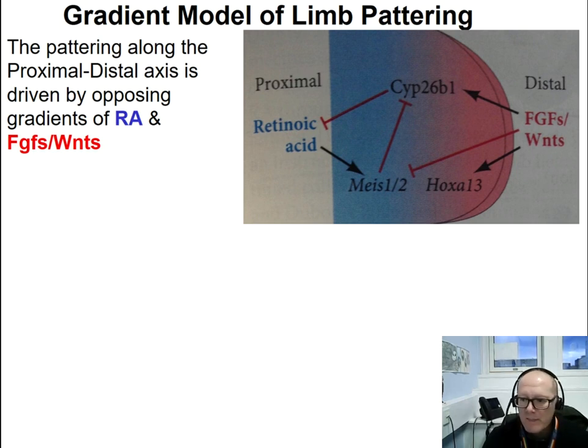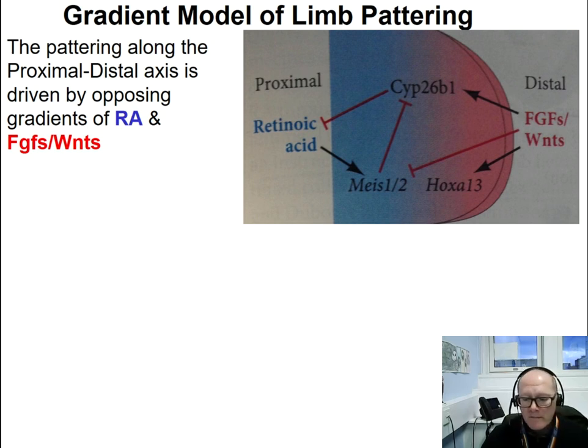So along the proximal to distal axis in the limb, we have the formation of different structures. But how are these different structures established? What are the important signals that inform the cells of what they are supposed to do in different parts of the limb, from the proximal to the distal part of the limb?